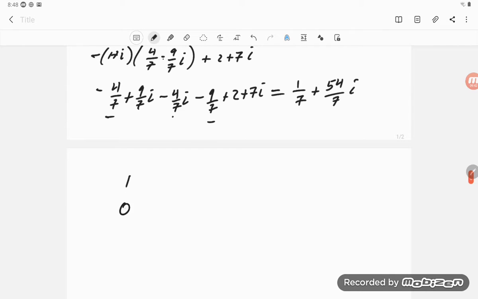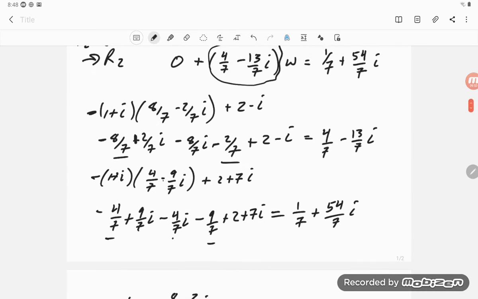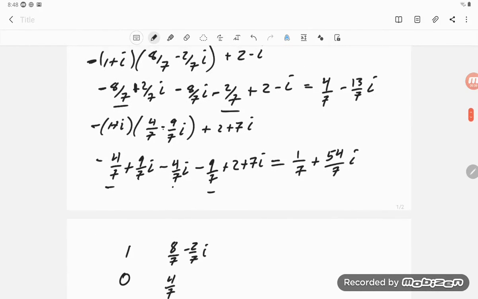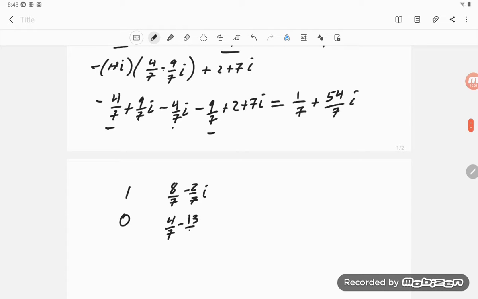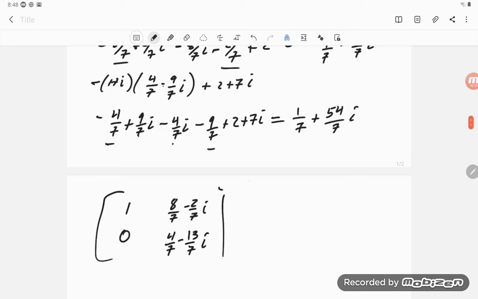So I have a 1, a 0, 8/7 minus 2/7 i. Like I say, I don't know why I kept the variables around. 4/7 minus 13/7 i, and then that's augmented with 4/7 minus 9/7 i, and 1/7 plus 54/7 i.